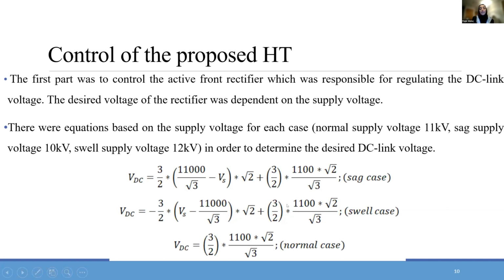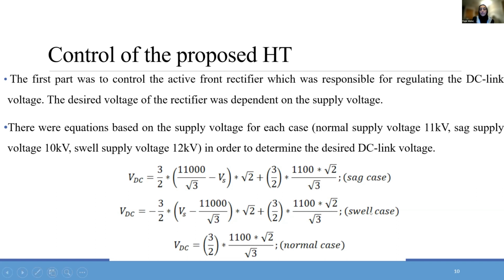On the sag condition, it means that the supply voltage will decrease under the normal voltage. So the converter will be responsible for compensating to reach the required voltage. Therefore, there is a positive part to be added to the normal equations, to help the proposed back-to-back converter compensate the output voltage.